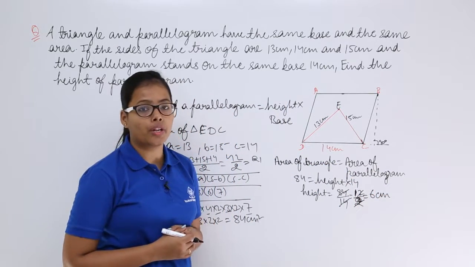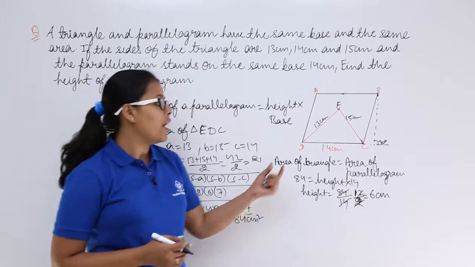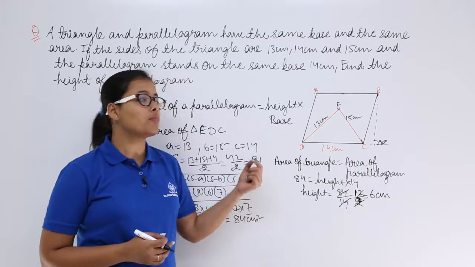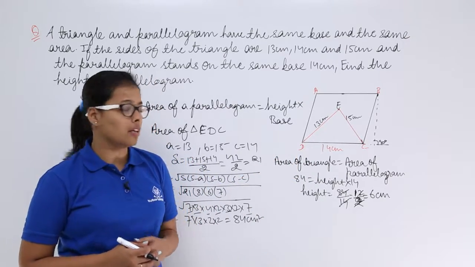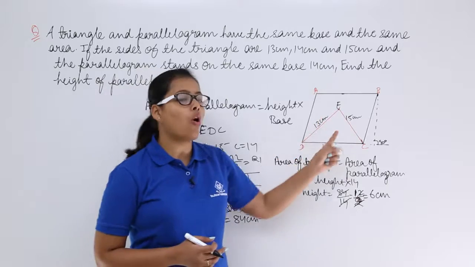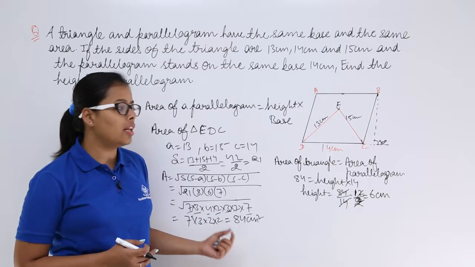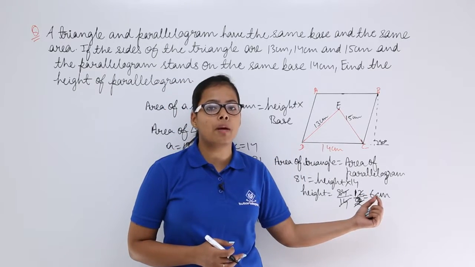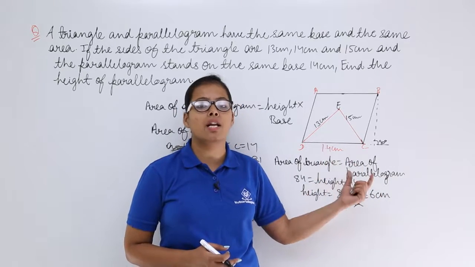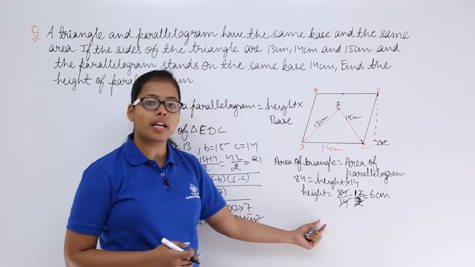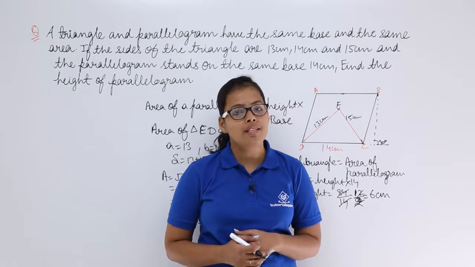I hope there should be no doubt here. What I have done here, as in the question it has been told that area of a triangle is equal to area of a parallelogram as well as base of the triangle as well as parallelogram is same, which is 14 centimeter. So after that, as you know all the three sides of a triangle, I have used Heron's formula to calculate the area of a triangle, and then I have equated that area with the area of a parallelogram, which is nothing but height into base. You know the base already because base of triangle and parallelogram is same, which is 14. Then 84 divided by 14, 14 6s are 84. So height is coming out to be 6 centimeter.